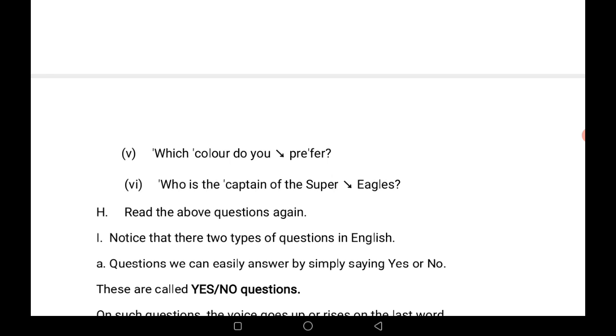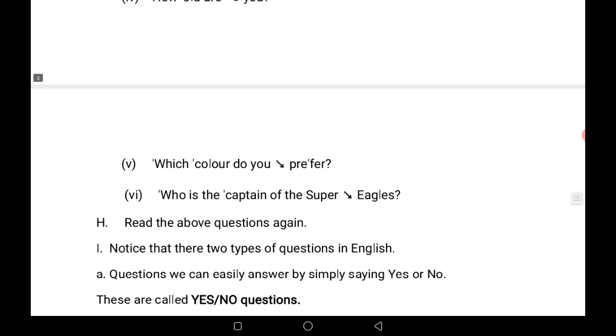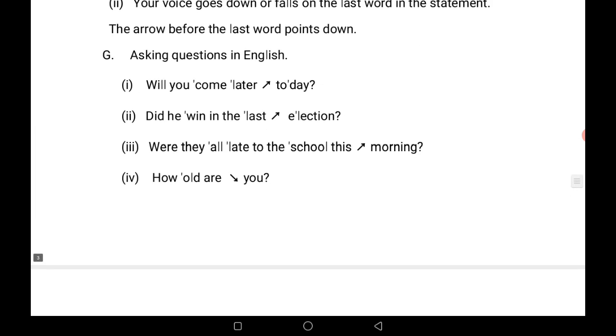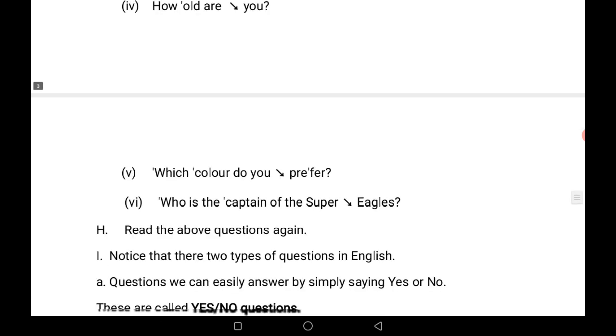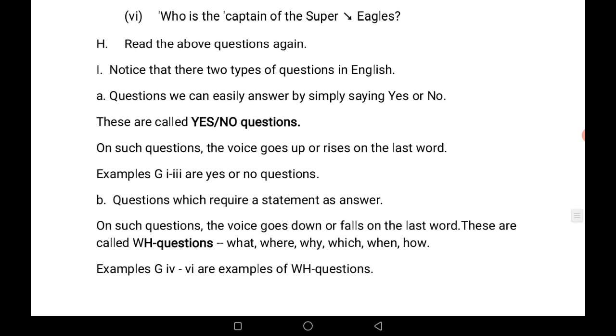So what I want you to note here is that yes or no questions usually have rising tune. Just like you can see, will you come late today? Did you win in the last election? Were they all late to the school this morning? While WH questions usually have falling tune. WH questions usually begin with what, where, why, which, when, how. These are WH questions, and they usually have a statement as answer.